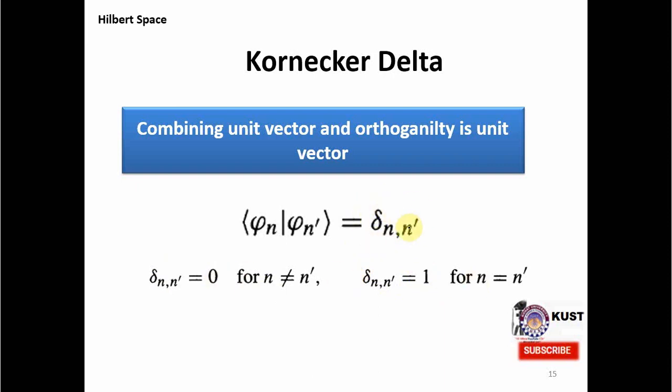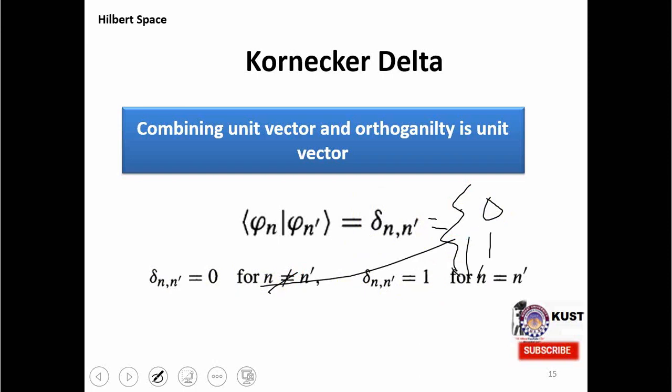So the values of the Kronecker delta could be equal to 0 when this condition is satisfied, and equal to 1 when this condition is satisfied. So it has two values depending on which condition is satisfied. This Kronecker delta is an important concept which is used to represent the orthogonality of Hilbert space.